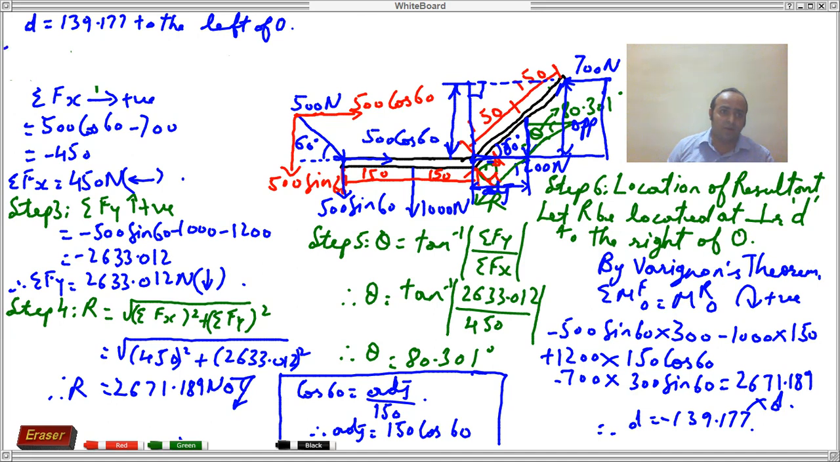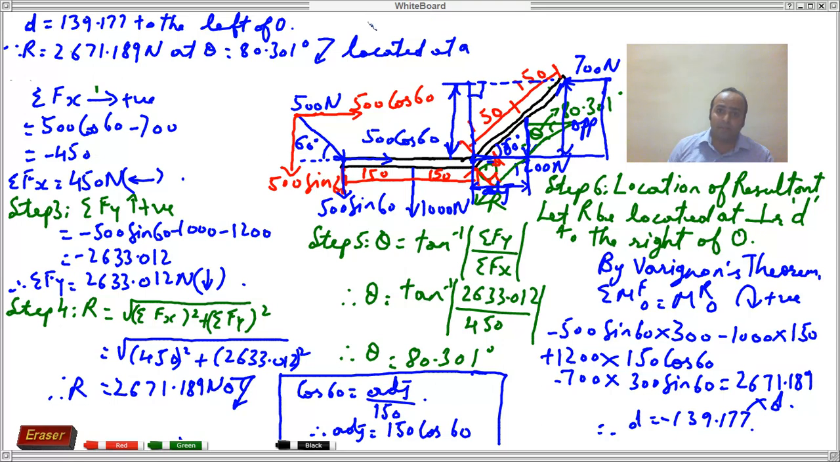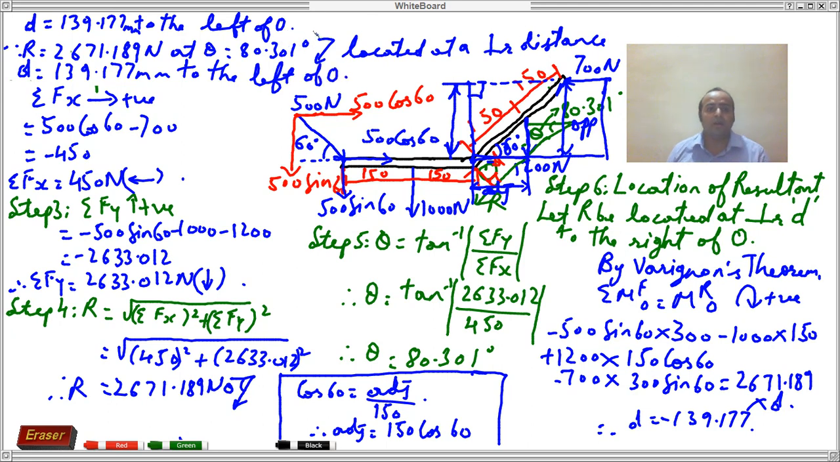So finally, how can we write this? Therefore, R is equal to 2671.189 Newton at theta is equal to 80.301 degrees towards the third quadrant, located at a perpendicular distance small d is equal to 139.177 mm. Don't forget to write down the units, to the left of O.